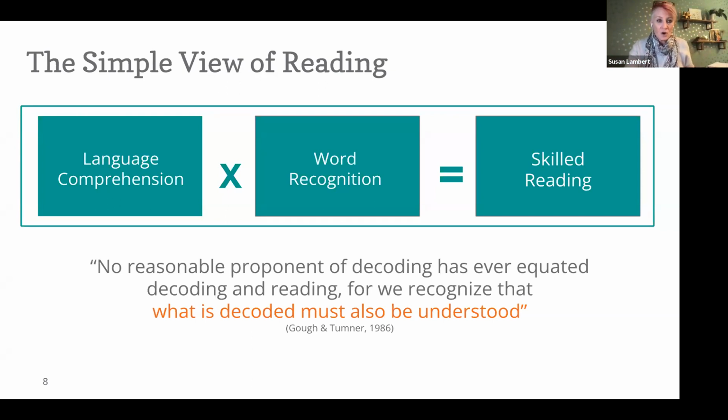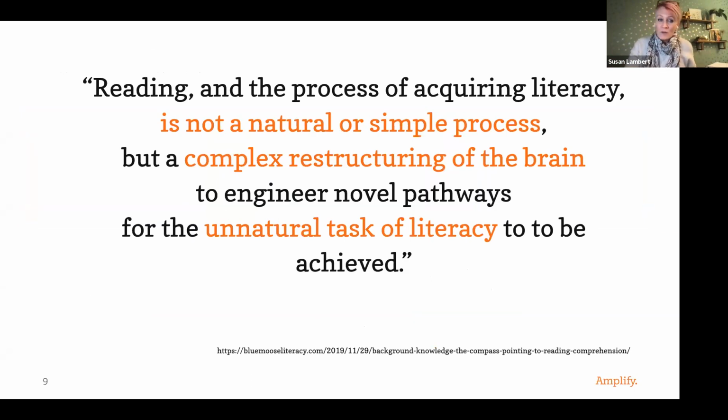So reading, or the process of acquiring literacy, is really not natural, and it's not necessarily a simple process, even though we can represent it with that simple view of reading framework. We're not going to talk about this today, but it truly is a restructuring of your brain. Your brain has to rewire itself to go from the back of the brain to the front of the brain, to map things in your brain that didn't naturally evolve for us to be readers. And so literacy, or reading and writing, is really an unnatural task. And so we have to do something to actually learn it.